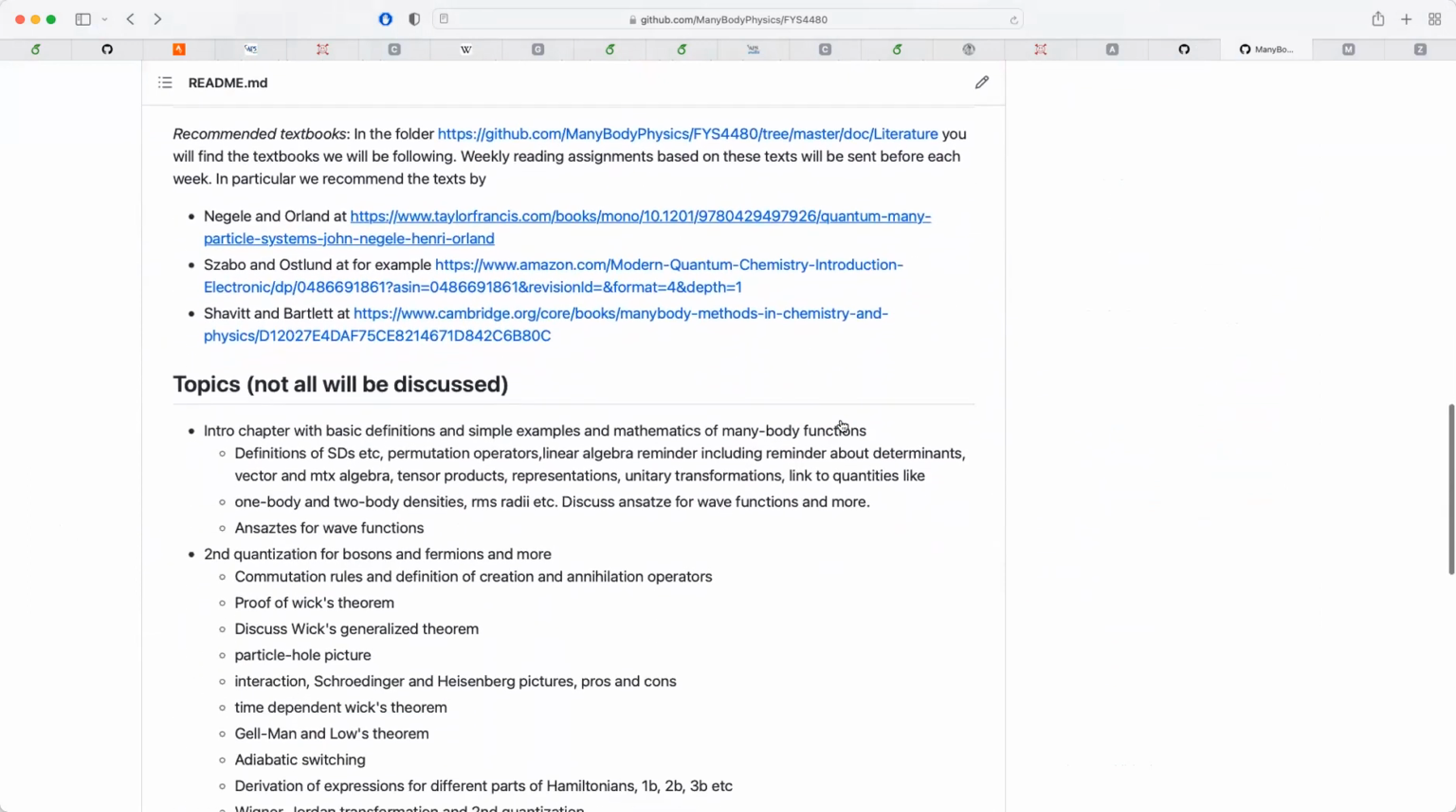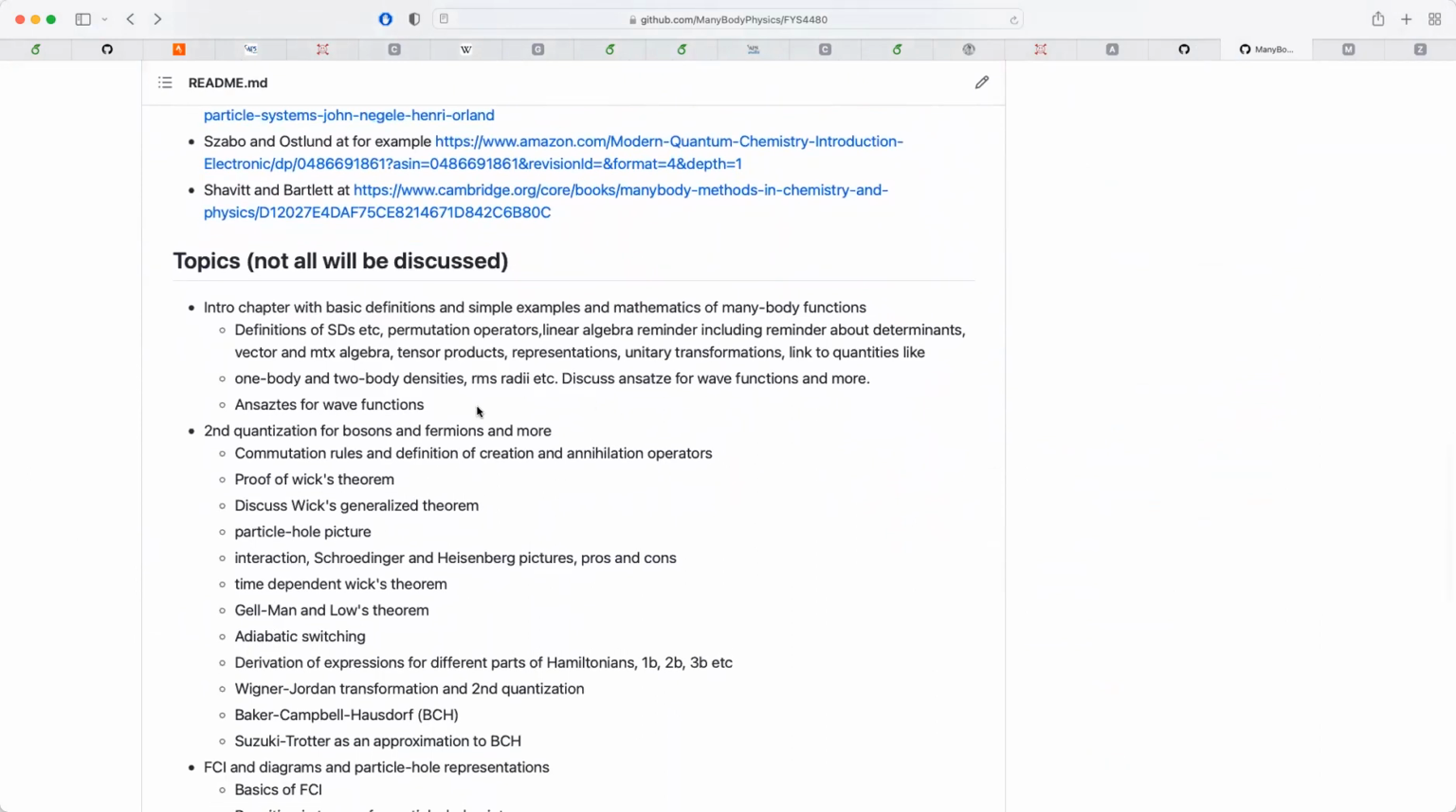The topics which we will start with today are some basic definitions. We need to remind ourselves about some quantities which we've seen before in quantum mechanics courses. There are going to be some reminders about linear algebra, tensor products, representations, and so on. These are some of the basic mathematical tools which we are going to use again and again. Unitary transformations are something you may have forgotten about. Quantum mechanics is just about unitary transformations in one way or the other, period. That's one of the basic mathematical operations.